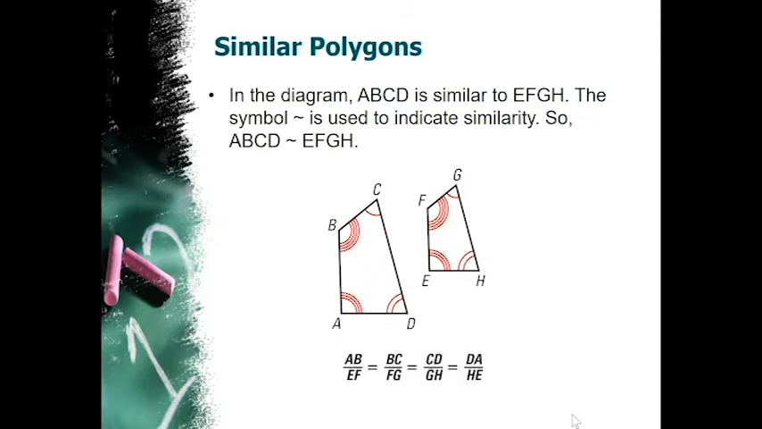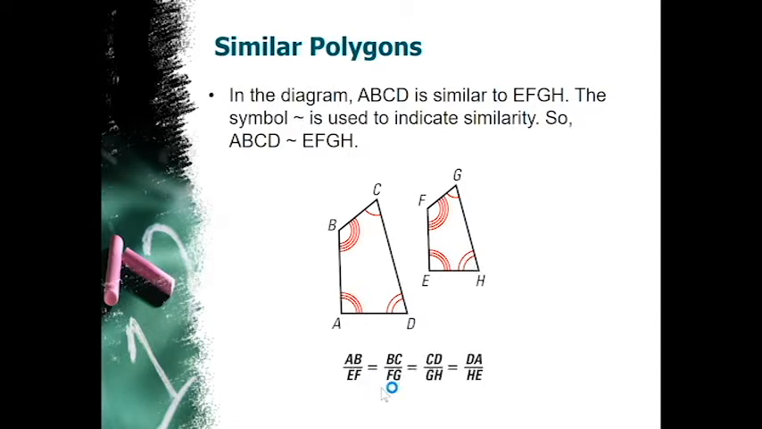In the diagram below here, you have quadrilateral ABCD, which is similar to quadrilateral EFGH. The symbol tilde is used to indicate similarity. So ABCD is similar to EFGH. As you can see below, angle A and angle E are congruent, angle B and F are congruent, angle C and G are congruent, angle D and H are also congruent. So that tells us that the shapes have to be the same as each other.